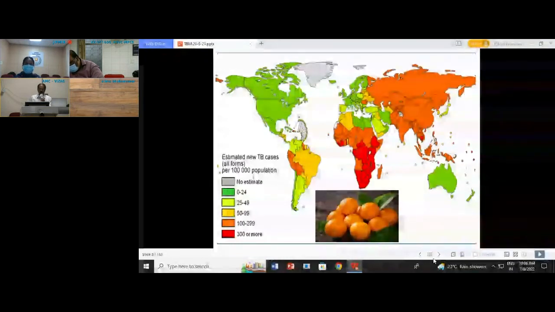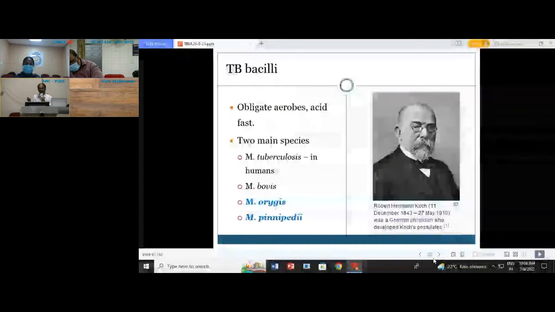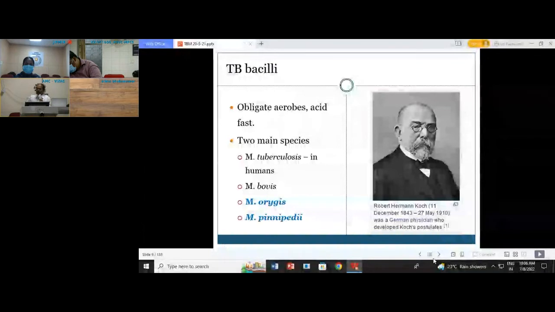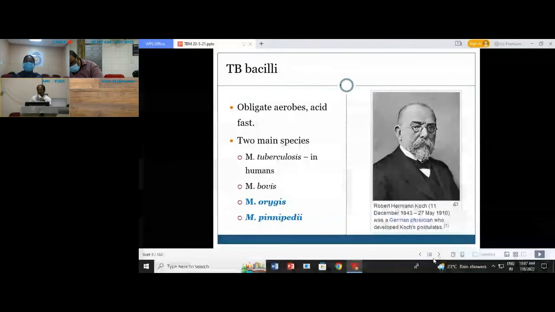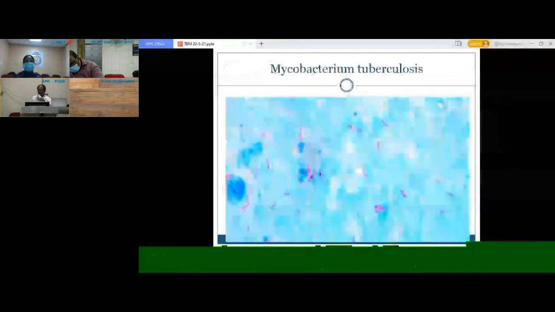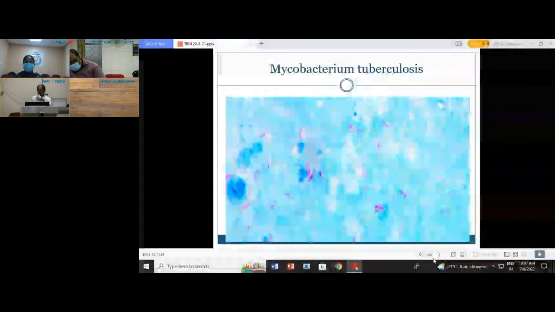The tuberculosis bacillus is an obligate aerobe, acid-fast bacillus. The two main species which everybody knows are Mycobacterium tuberculosis and Mycobacterium bovis. Of late, they identified two more organisms, Mycobacterium orygis and Mycobacterium pinnipedii. You have a lot of other atypical mycobacteria, photochromogens, rapid growers, which will not cause tuberculosis. Only tuberculosis, bovis, orygis and pinnipedii cause tuberculosis.